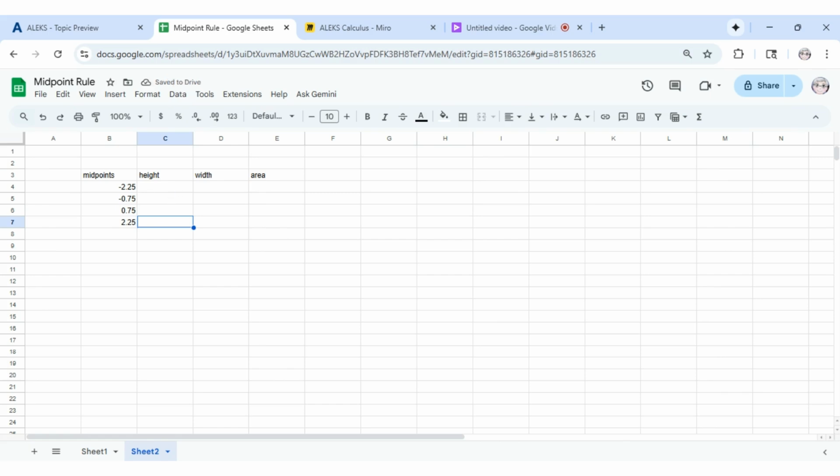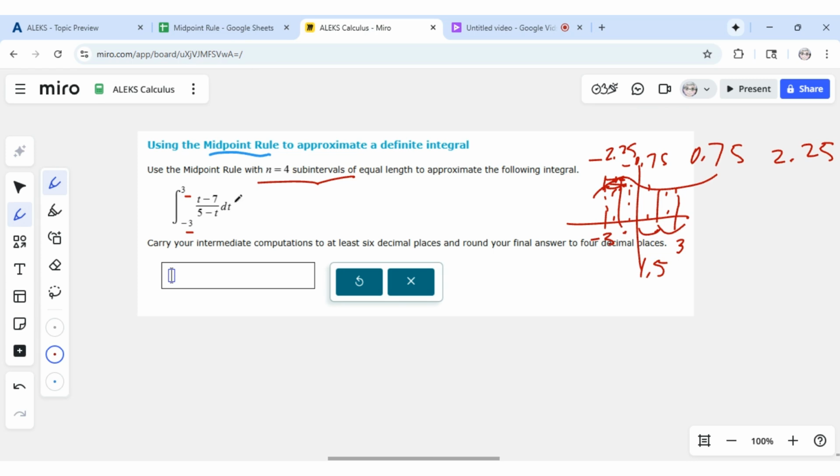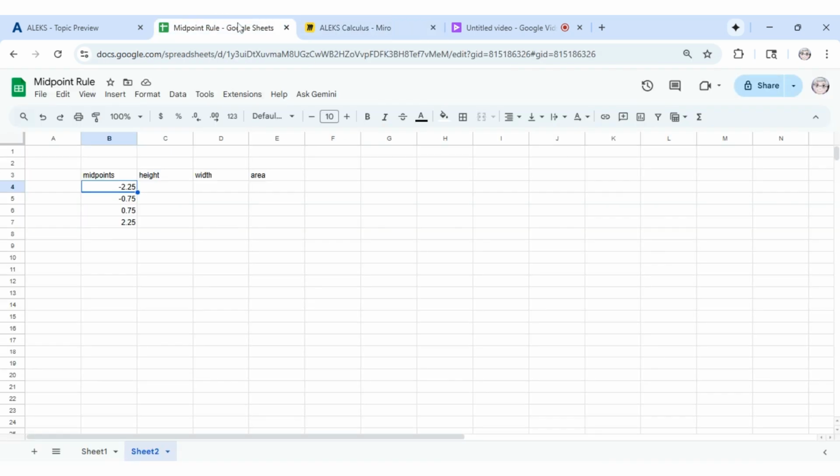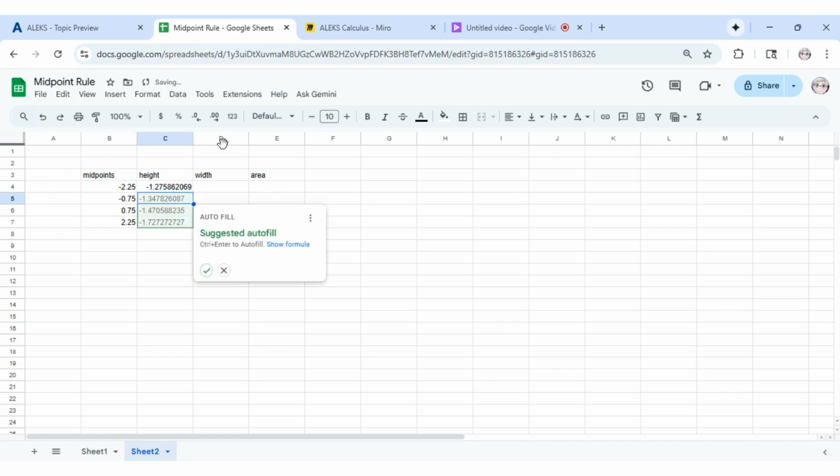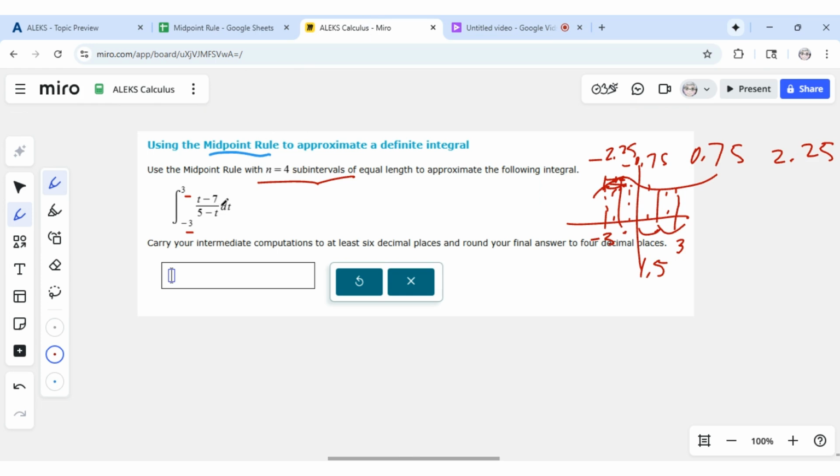The height is going to be the formula of the function evaluated at that midpoint. So let me remind myself what the function is here. We've got t minus 7 over 5 minus t. Okay, so I'm going to type in a formula for this. Start with the equal sign, and then I'm going to do 2 sets of parentheses with the division symbol in between. And we've got t minus 7, except it's not t. What we want is this minus 7, and then on the bottom, 5 minus that. Let's go ahead and fill down. Double check that I actually got that right. T minus 7 and 5 minus t.